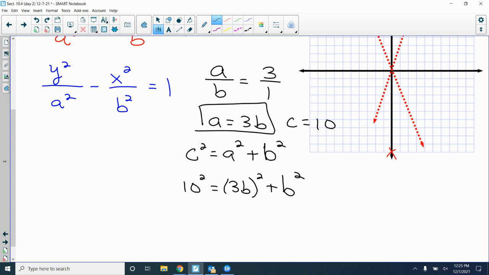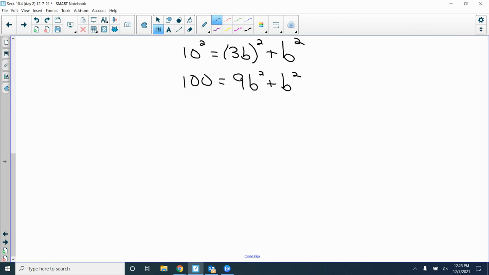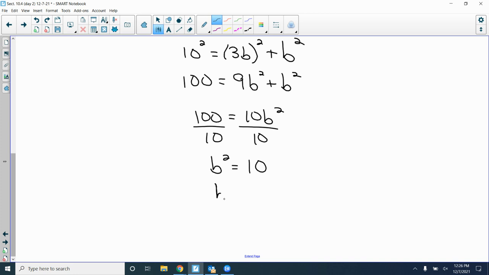All right, now we're going to solve that. So 100 equals 3b squared, which gives you 9b squared, plus b squared. 100 equals 10b squared. Divide by 10, and that gives me b squared equals 10. b will equal the square root of 10. And what did we say a was from up above? 3b. So a will equal 3 times the square root of 10.